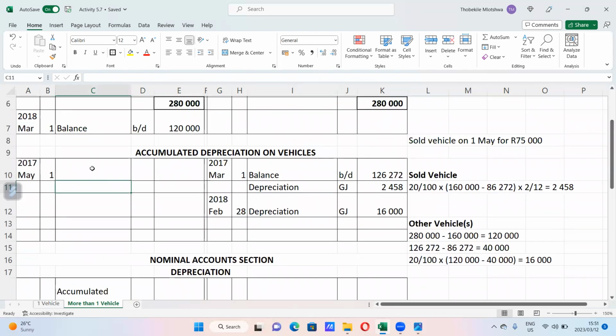I'm going to do the working there. The one we are removing, asset disposal, has the opening balance of 86,272, which we worked out here. And then we also added the 2 months, which is 2,458. So those are the two that we are removing. So that's what I meant, update it first and then remove both. So this is what it's going to be. That's how it's going to look.